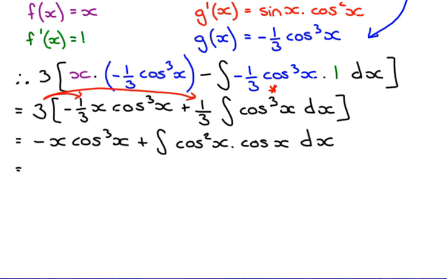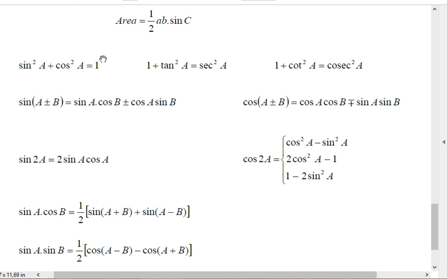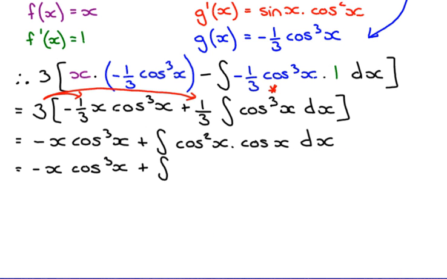Now, the reason why we do this, let's have a look. According to our identities, let's go back to our information sheet. I can rewrite cos squared of an angle as 1 minus sine squared of an angle. So I'm going to rewrite cos squared x as 1 minus sine squared x. Don't panic. Once you've seen me work through this example, you'll know when to use it in future. So times cos x with respect to x.